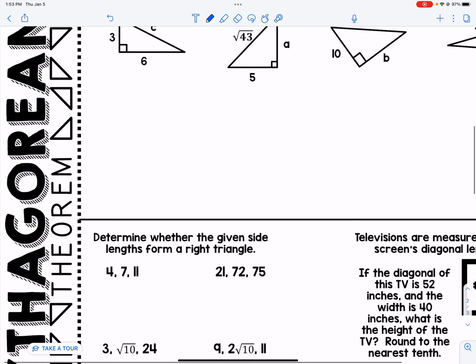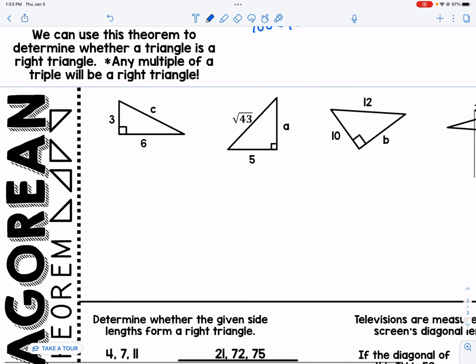All right, so now we're on the back side and we'll be finding a couple of missing sides and hypotenuses. I'll do the first two, then you guys check your answers with the last two. So here we have 3, 6, and C. We do need to identify which one is the hypotenuse. That is important for us to know where the C goes.